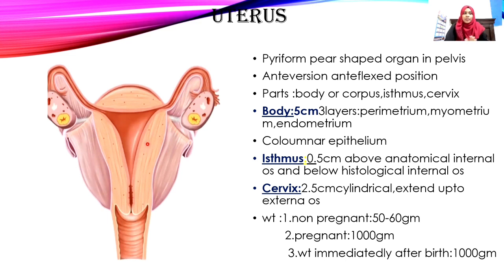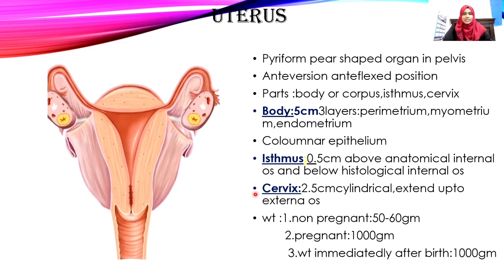Okay. Now, isthmus. See, isthmus means here, you can see this portion up to this portion. That means the anatomical internal os. Okay, we have the internal os and external os here. External os is here and the internal os is here. And the isthmus is the portion seen between the anatomical internal os and the histological internal os, and it is 0.5 centimeter.